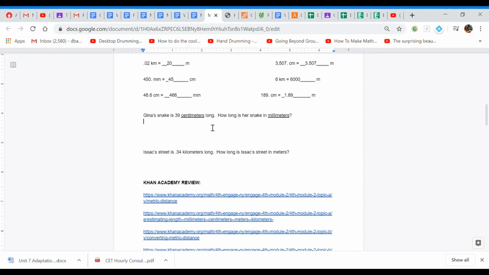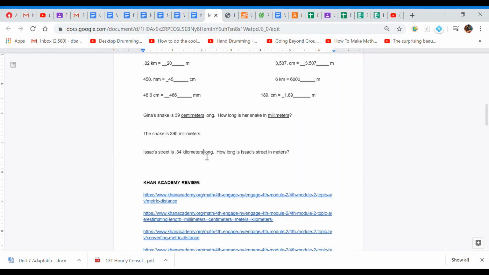Centimeters to millimeters. Don't get distracted by the words. Centimeters, millimeters. It's going to a smaller unit. Got to multiply times 10. 390 millimeters. I should say the snake is. The snake is. I's and L's look the same.